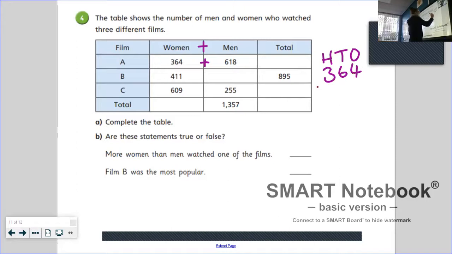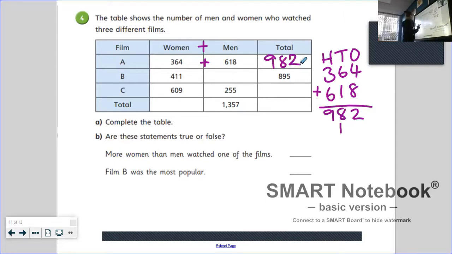364 add 618. 4 add 8 is 12. Carry the 10. 6, 7, 8 tens. 3 add 6 is 900. So you've got 982. Please feel free to pause the video at any time. Ooh, so I'm going to leave that one for a minute.